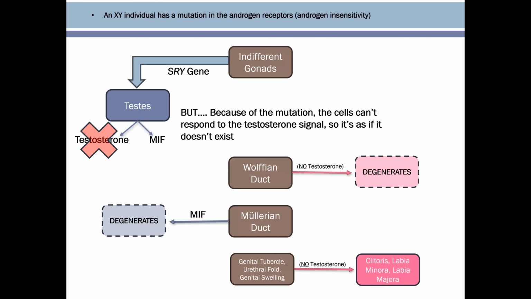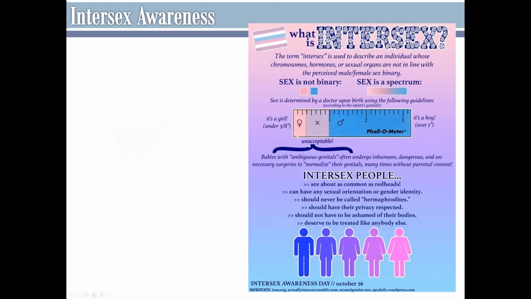So you can have an XY individual with internal testes, these testes won't drop because there's no scrotum, and external female genitalia. So hopefully this helps you to be a little bit more tolerant and to better understand intersex.